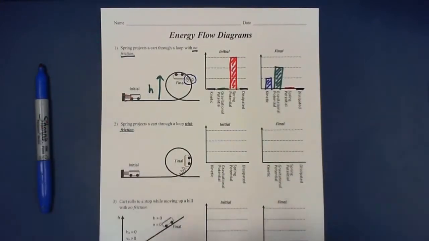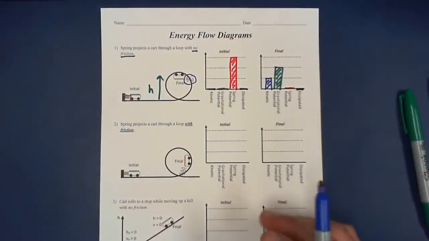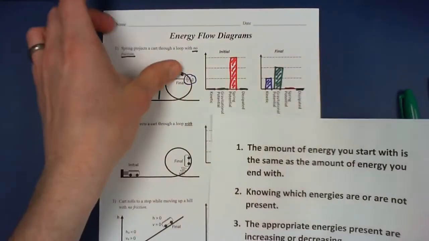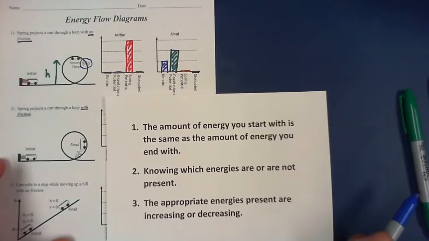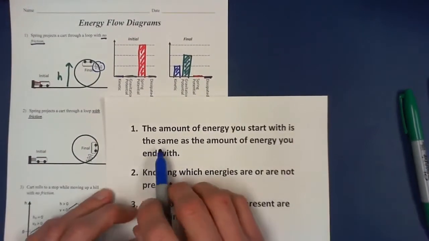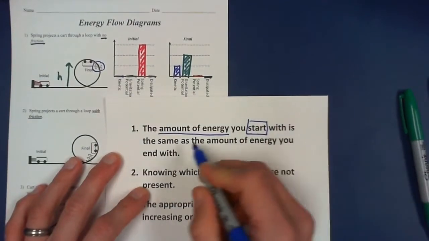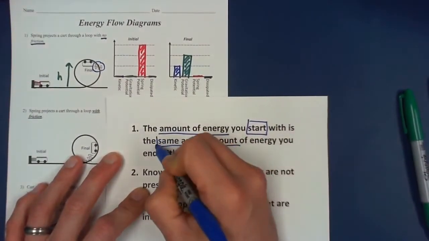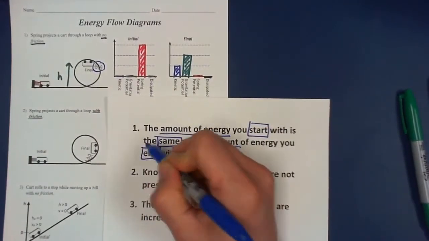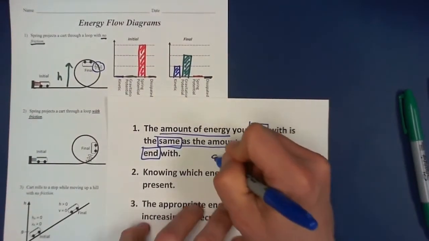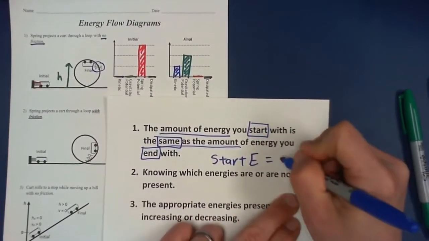All right, so this is a completed scenario, and there are several things I want you to keep in mind. When you do this scenario from beginning to end, these are the 3 things I want you to show in your scenario. The amount of energy that you start with is going to be the same as the amount of energy you end with. So the start energy needs to equal the end energy.